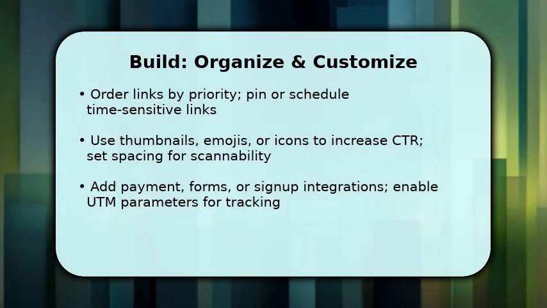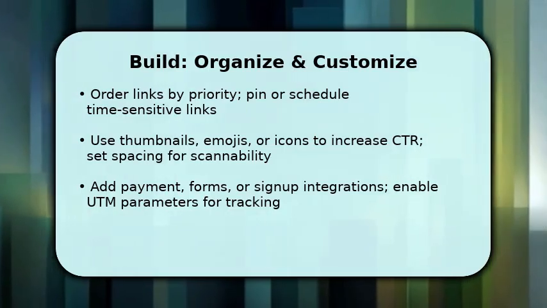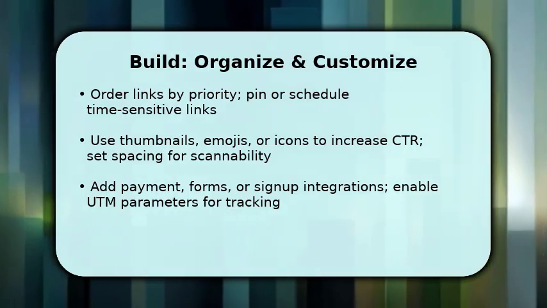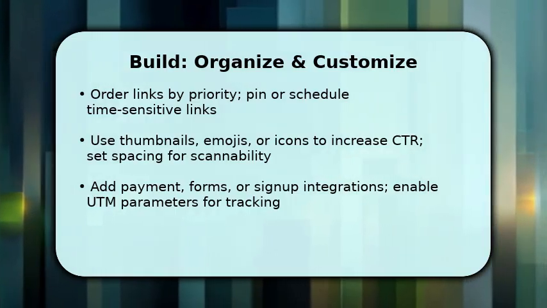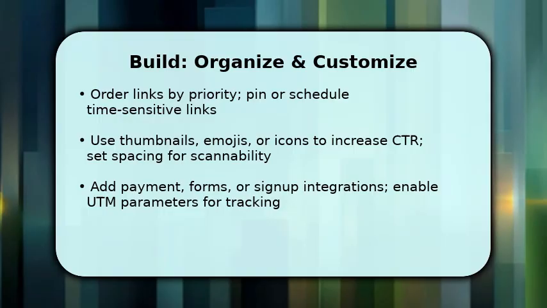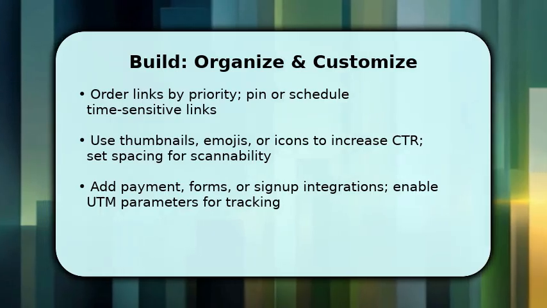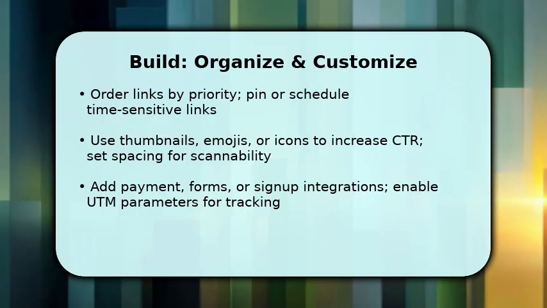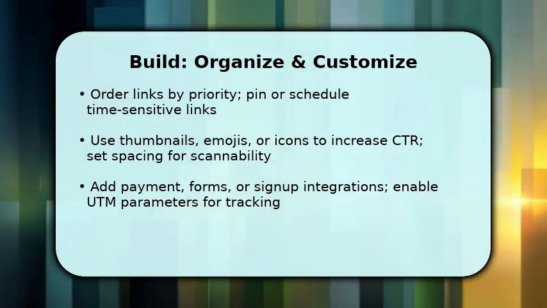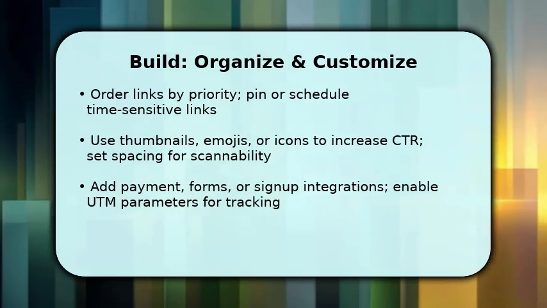Now you build and customize. Order links by priority so the most important action sits at the top. Use thumbnails, icons, or short descriptors to improve click-through rate and adjust spacing so readers can scan quickly. Add integrations like payment buttons, mailing list signups, or forms to capture leads directly. Make sure to attach UTM parameters to campaign links so you can trace acquisition back to source. This enables data-driven tweaks as traffic comes in.